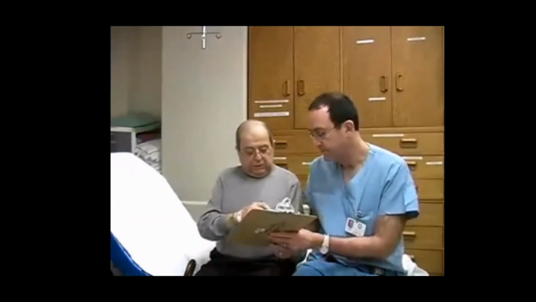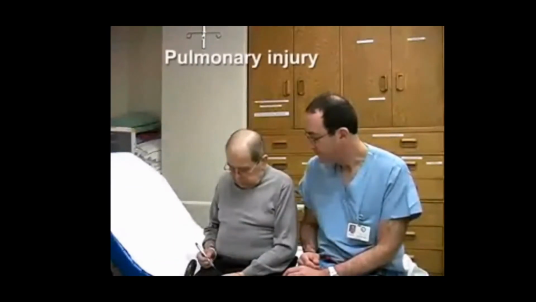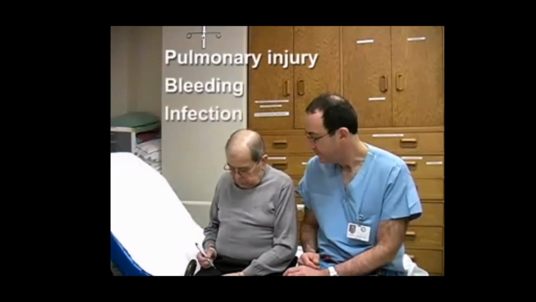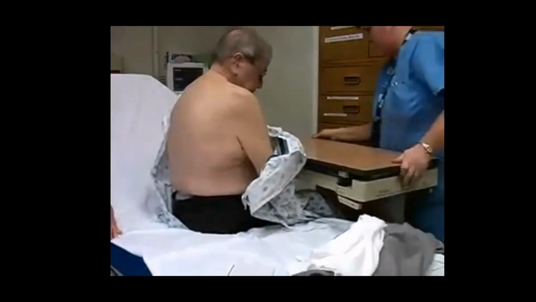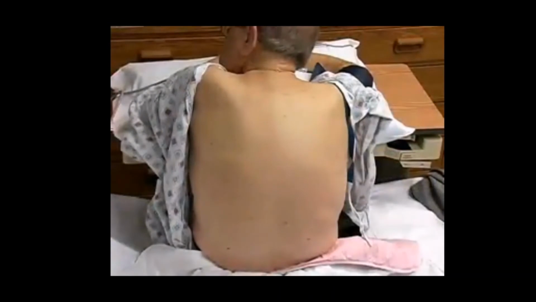Before beginning the procedure, obtain written informed consent. Risks of pulmonary injury, bleeding, and infection should be discussed. Position the patient sitting upright on the bed with arms resting on a bedside table.